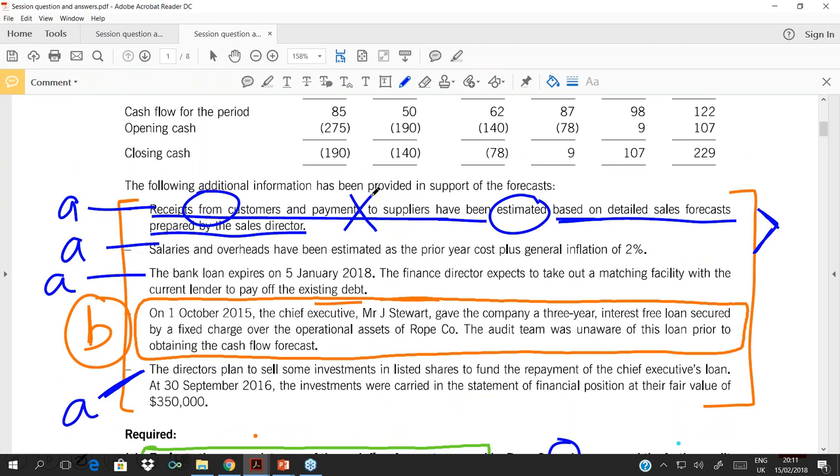No. So how many marks can I take from the first assumption? What have you understood so far? 3? No, 4.5. 4.5 is the right answer, Ubaid Rahman. 1.5 mark for appreciating the sales director that he prepared the sales forecast. 1.5 mark for receipt from customer to sales forecast. And 1.5 mark for criticizing how a payment to supplier can be linked to sales forecast.